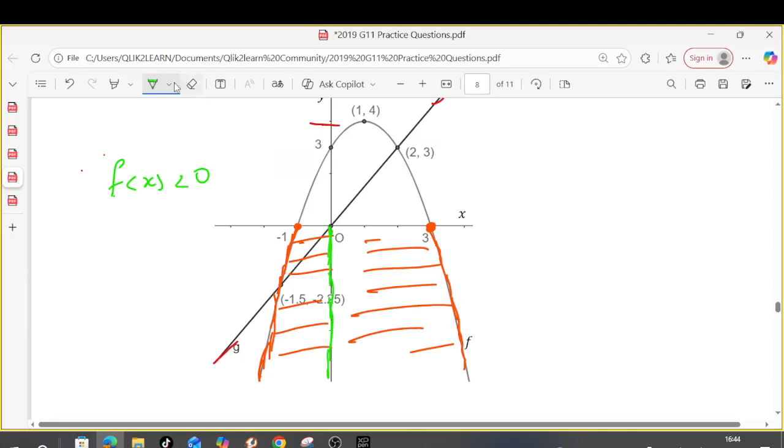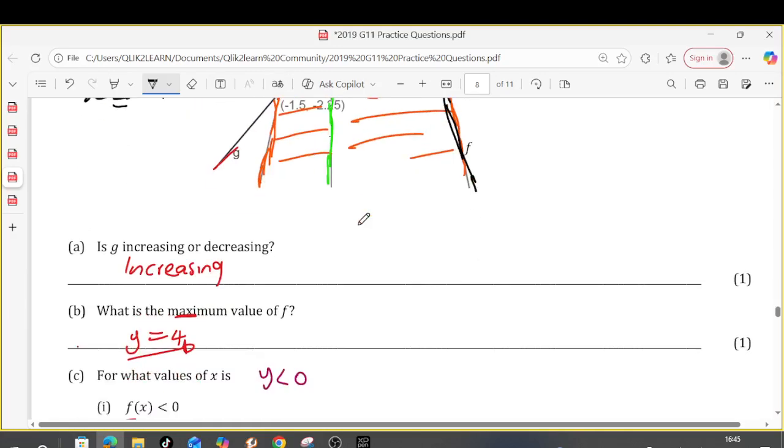When they ask where f(x) is less than 0, we're going to give them this answer and say x must be from this point going that side. You see, this graph keeps on going. So x must be greater than or equal to 3, I'm sorry, greater than or equal to 3, or from this point going that side, x must be less than or equal to -1. That's it. I'm sorry guys if I'm moving fast.